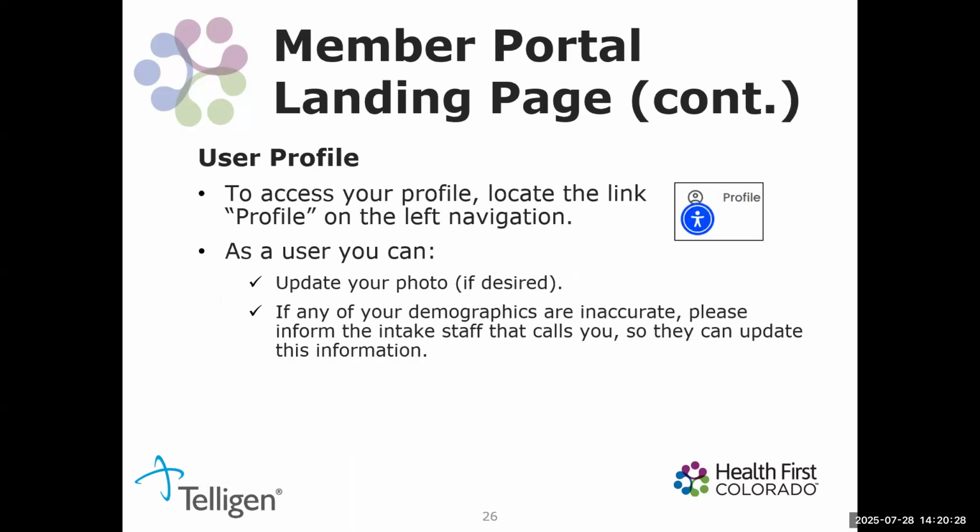To access your user profile, the user way is right next to the profile button. So you're just going to click on the word profile, and you'll be able to update your photo if desired, and then you'll be able to review any of your demographics. If they are inaccurate, you cannot change them yourself because they're tied to our system, and that is information that's brought in from the file.